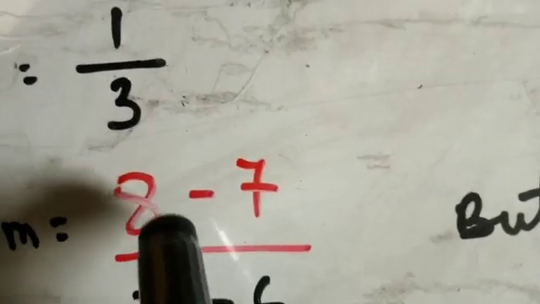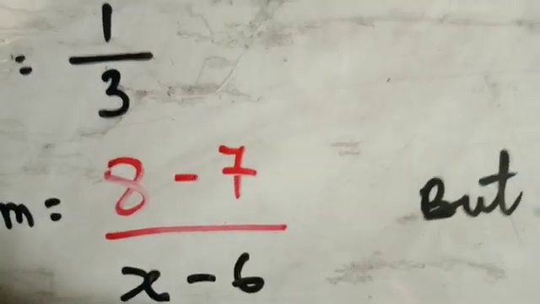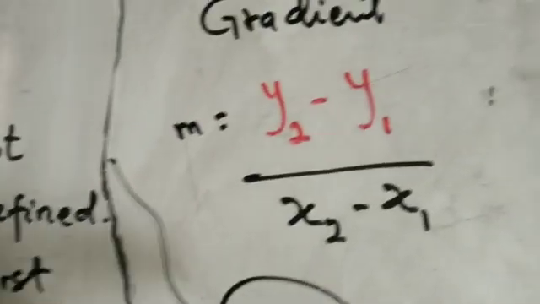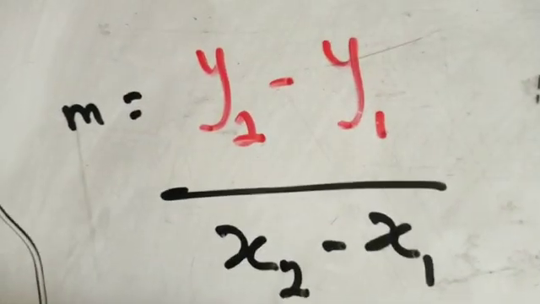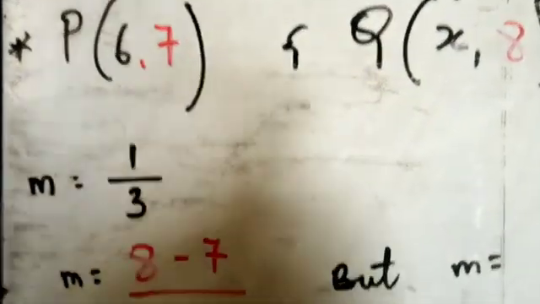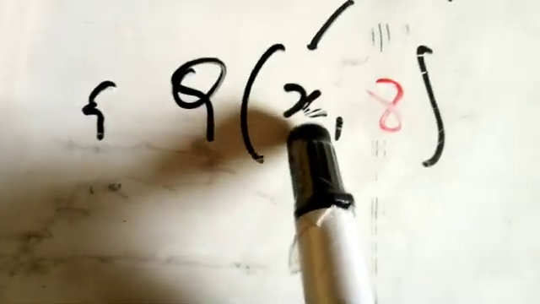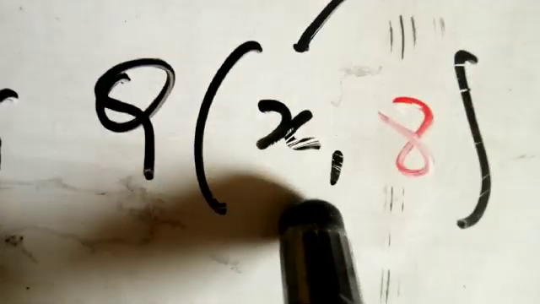That is my y2 minus y1 divided by x2 minus x1. Don't be confused. Just go according to what you know. This is what we know, this is what we call the gradient, right? So this is what you have to use in solving that. Here we are given the 2 points. So which one is the y2? Y2 here is the 8, and then minus y1, that is the 7. So that is how I got 8 minus 7 here, divided by the x2. x2 will be this one here.